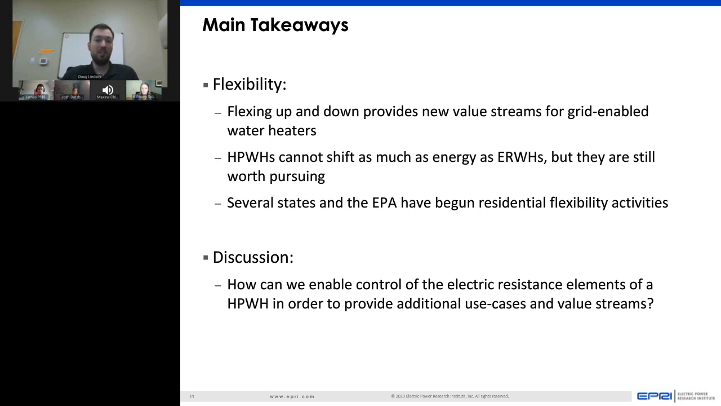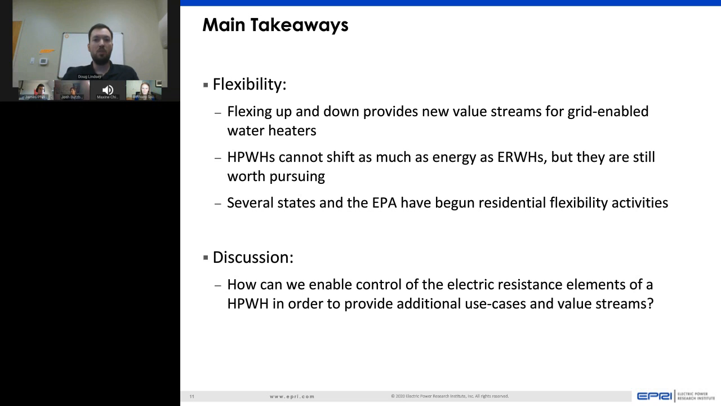Heat pump water heaters can't shift as much energy as electric resistance because they use a lot less, but I think there's still a lot of opportunity for us to get deeper DR than what some of the current abilities are and some of the current results we've seen from pilots. So I think there's a lot more that we can do with heat pump water heaters still to get more value out of them. And I just want to throw out the discussion question.